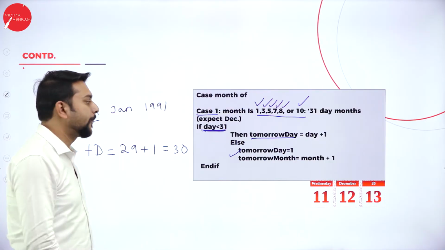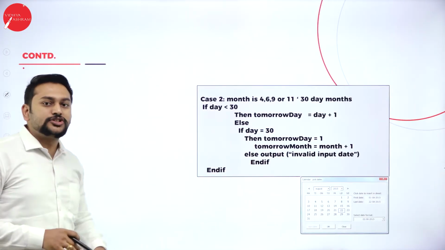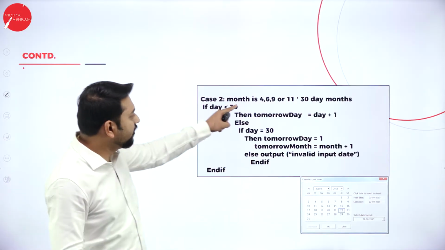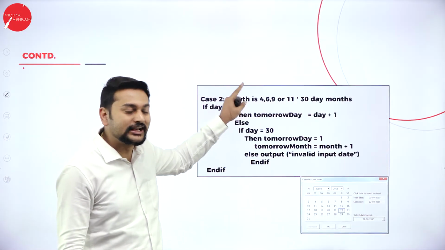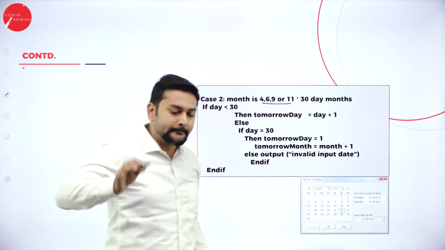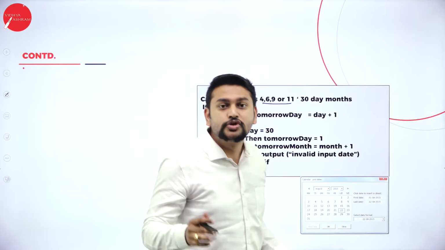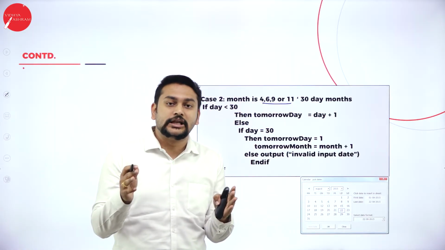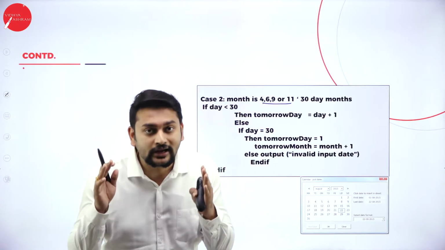Listen to me carefully. So let's go to case 2. What will happen in case 2? Which months will come in case 2? Observe, I have 4, 6, 9 and 11. So if I have entered my month in this range, what happens? In all these months, I will get 30 days.